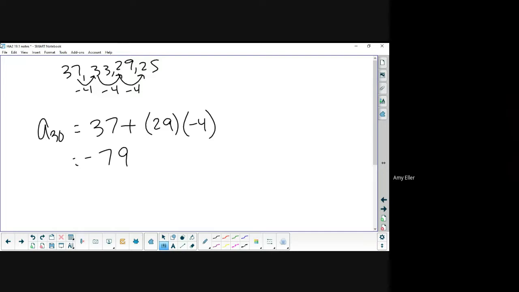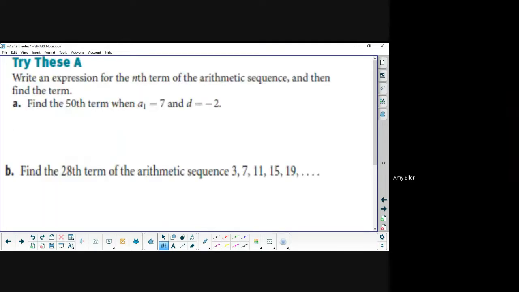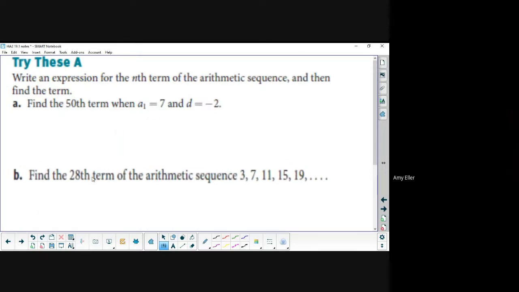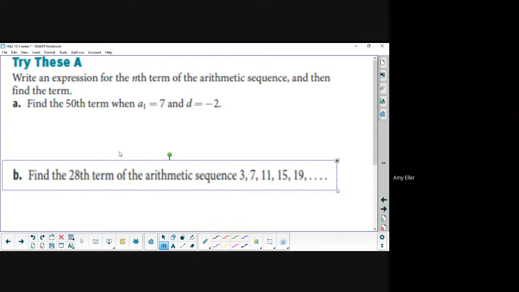Any questions so far? What does it mean to be an arithmetic sequence? What has to happen? It has to have a common difference. Then we need to know the difference between explicit and recursive. Which one do we like better? Explicit. Recursive is just the term before it plus the difference. Go ahead and try A, B, and C at the bottom of 297. I'll do them up here. Just look up if you need help.